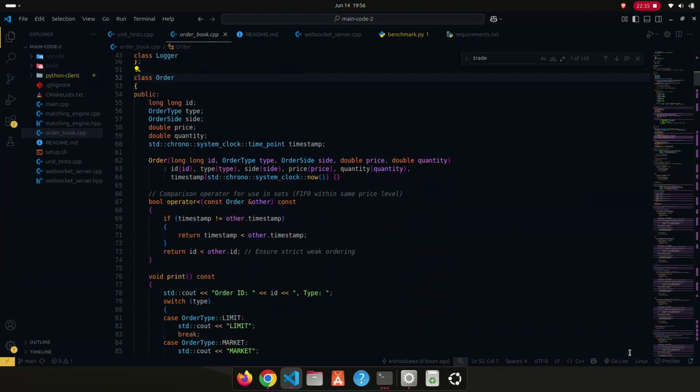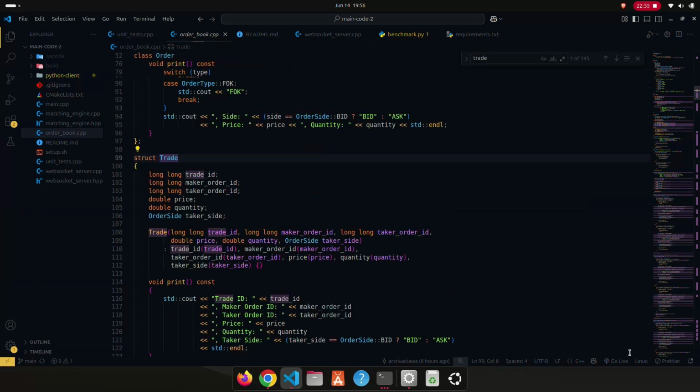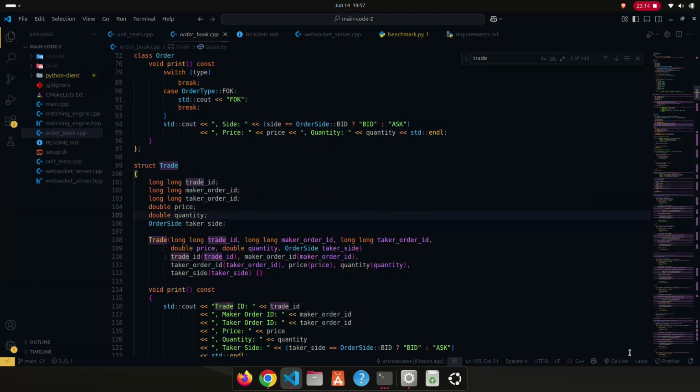Talking about the key data structures, each order stores essential metadata like symbol, type, side, price, quantity, and timestamp. The trade struct captures the details of each executed match, like trade ID, price, quantity, and who initiated it. And the crypto matching engine acts as the coordinator, routing orders to the correct order book and managing callbacks.